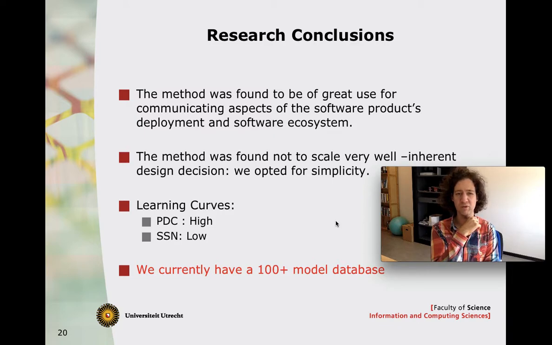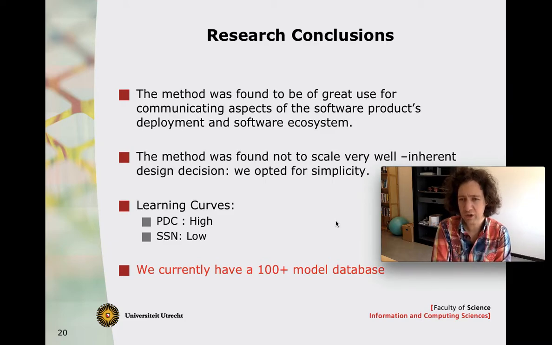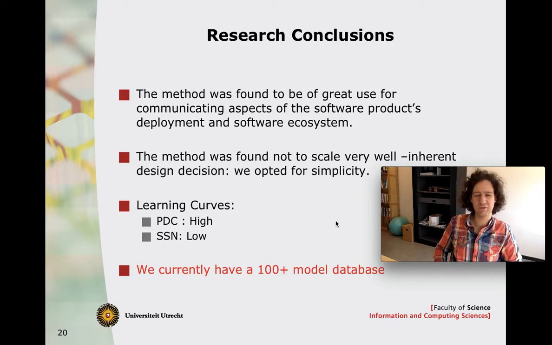There we, for instance, found also some very interesting findings. One of them was that Microsoft is apparently playing a huge part in the Dutch software ecosystem. Not surprising, but it was, I think, 40% of all diagrams contained it. So in that sense, it really has some huge implications. So we found that the learning curves are quite high for the product deployment context, and the software supply network is very easy to learn. The flows, of course, are a problem. And also in modeling tools, it's quite challenging to model these flows. So that's also something we're still working on.